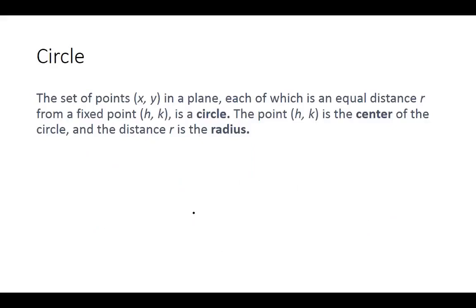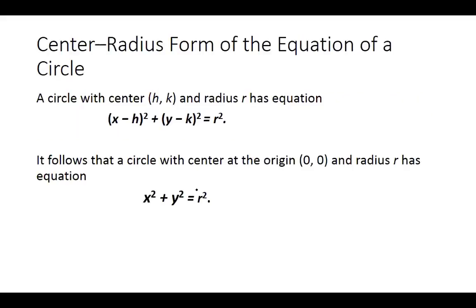The set of points in a plane, each of which is equal distance r from a fixed point, is a circle. The point (h, k) is the center of the circle, and the distance r is the radius. So we're going to start off with writing this formula somewhere in our summary sheets. A circle with the center at (h, k) and the radius r has this equation: (x minus h) squared plus (y minus k) squared is equal to r squared. If the center is at the origin (0, 0), then the equation would be simply x squared plus y squared is equal to r squared.